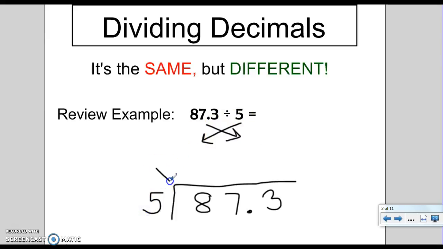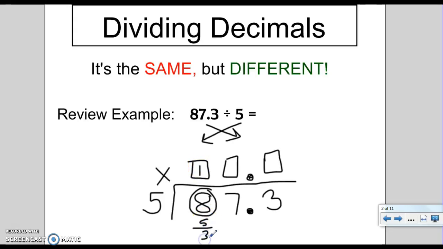So some of the things that are the same: multiplication man, and then we have digit box, box above the 8, digit box, box above the 7, but now we have decimal, decimal right up above, and digit box. And now we're going to solve as usual. So 5 times 1 gets me closest to 8, it gets me to 5, and I'm 3 away.